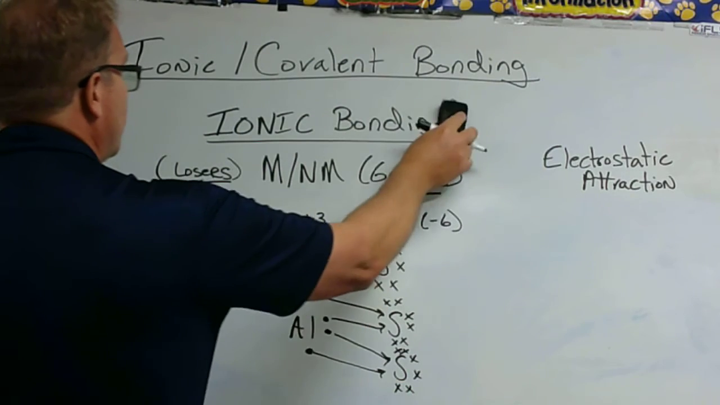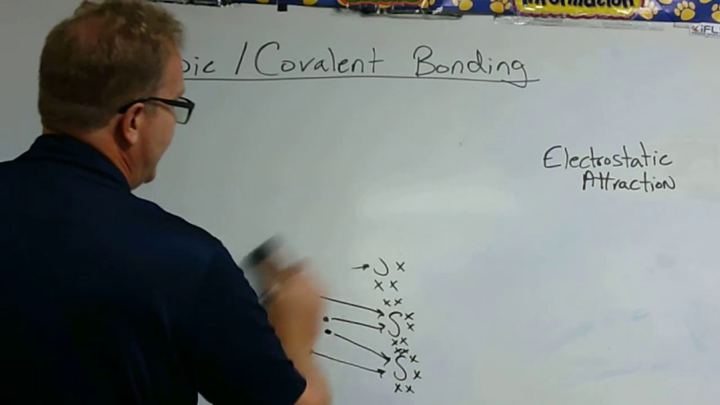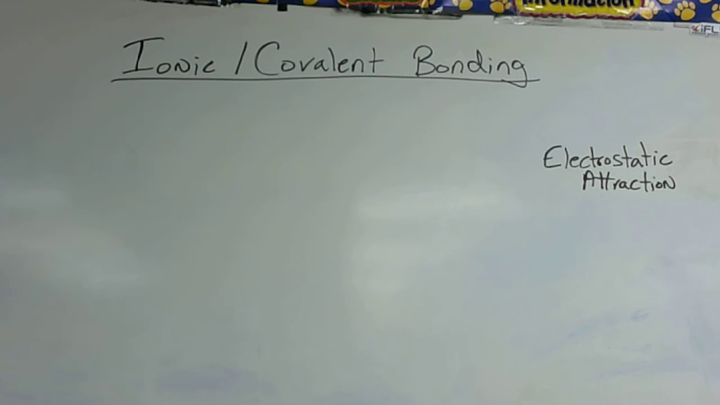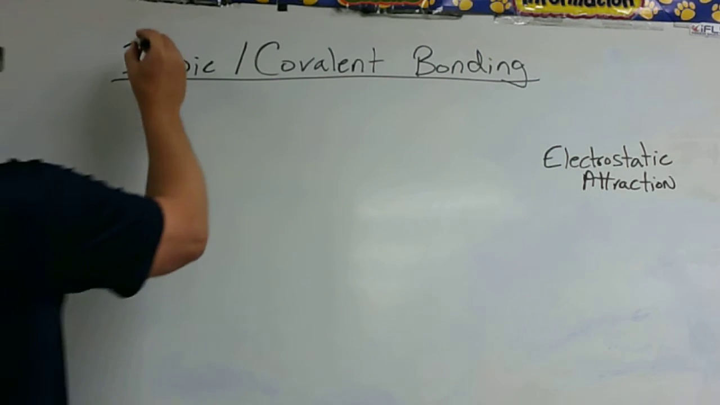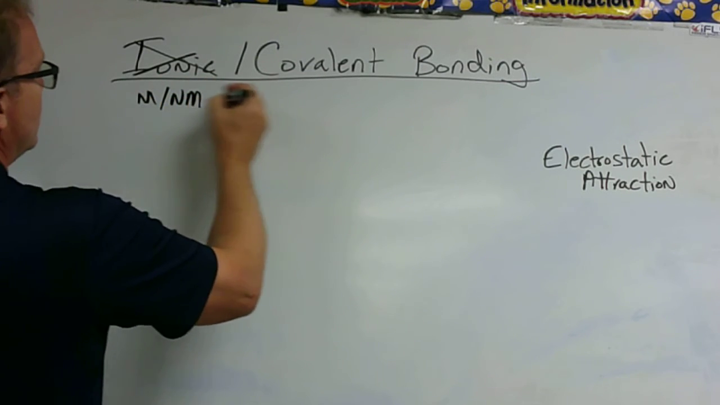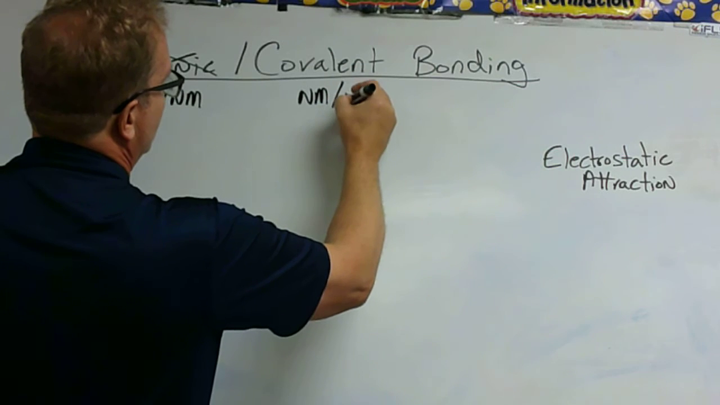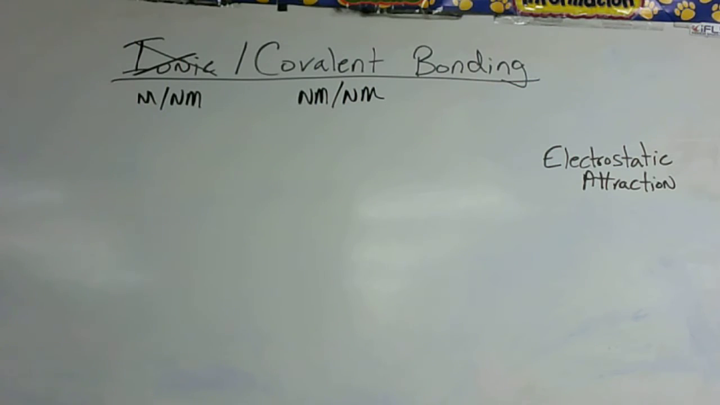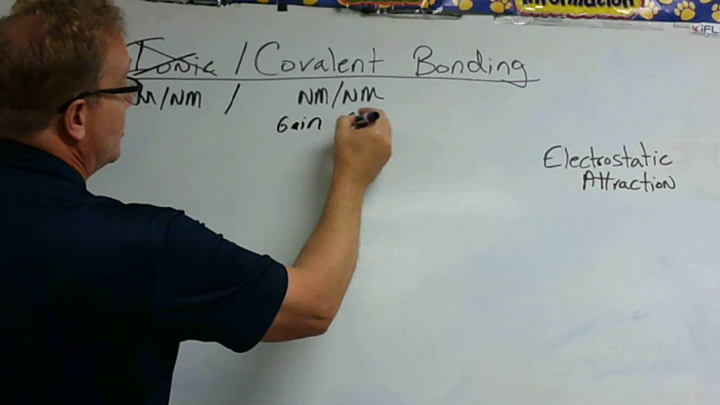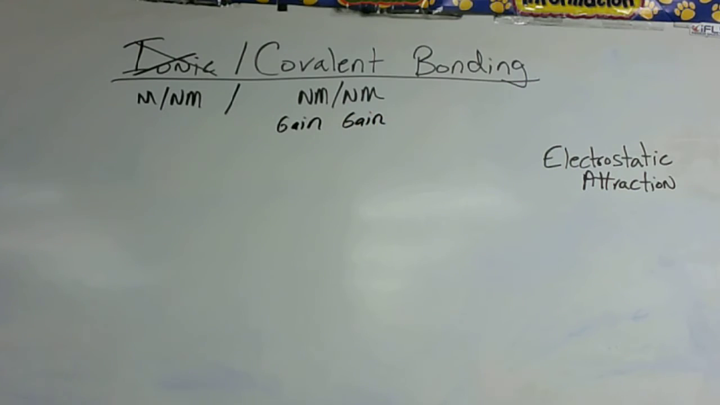Covalent's a little bit different. We're going to use the dot diagrams that we're using right now, and we're going to show the covalent bonding. So we're done with ionic, which is my metal, non-metal. Now I have to do non-metal, non-metal. It may be a little bit confusing to some, but basically I'm just using what we know before. And we have a gain-gain. They both gain what they need in order to form an octet.